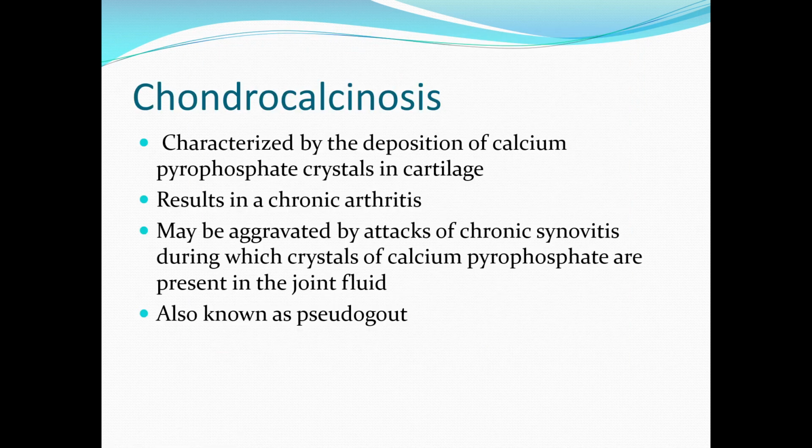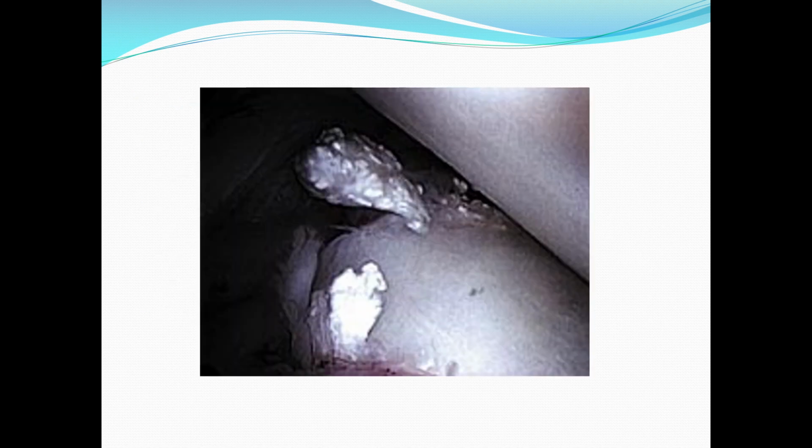Now, what do you mean by chondrocalcinosis? It is characterized by deposition of calcium pyrophosphate crystals in the cartilage, and it results in chronic arthritis. It may be aggravated by attacks of acute synovitis, during which crystals of calcium pyrophosphate are present in the joint fluid, also known as pseudogout. So in this case, you can find a calcium deposition. This is the joint fluid in which you find calcium deposition.